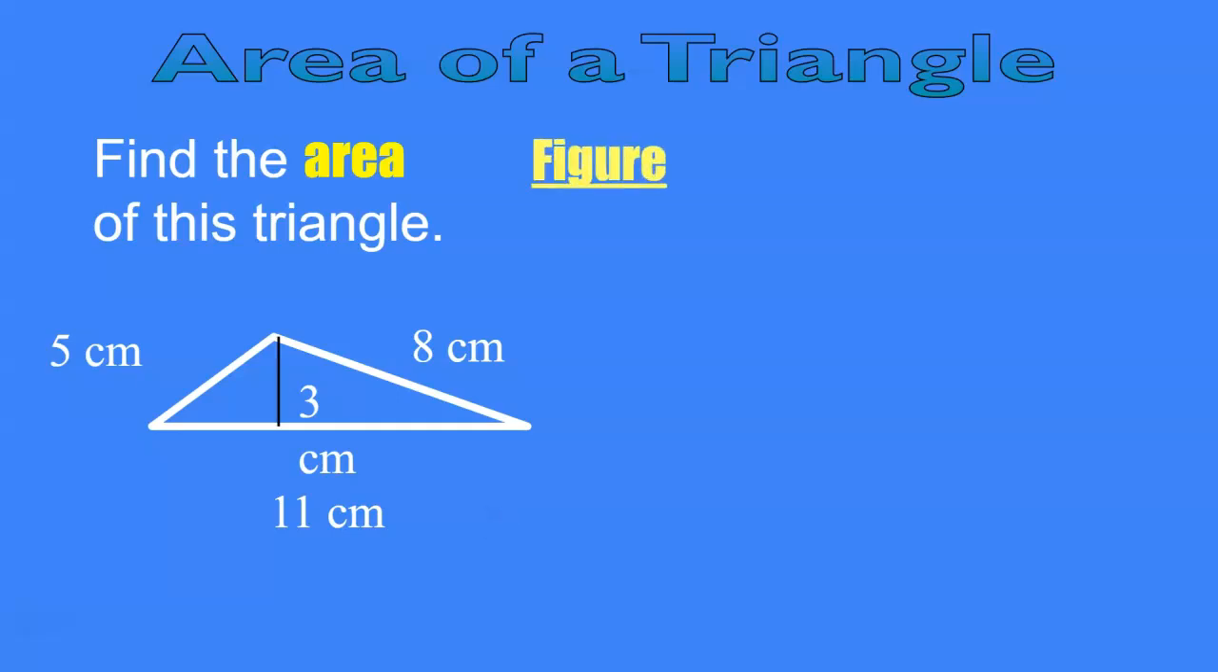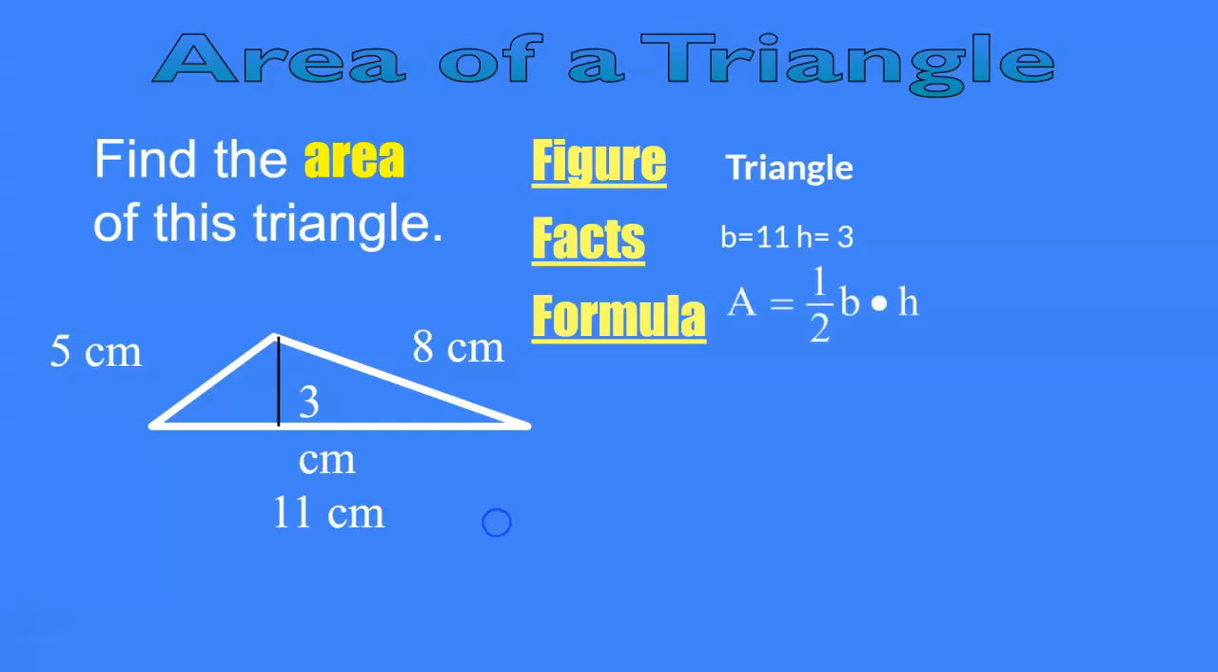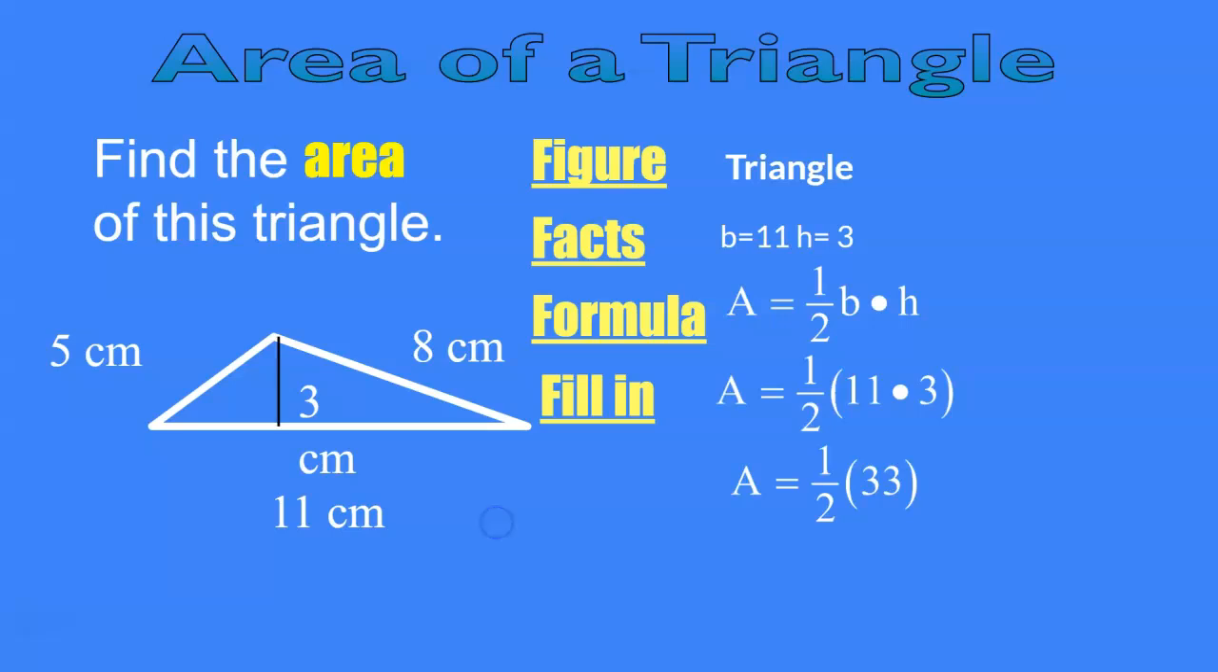Now, using our worksheet, let's go ahead and show the work. Find the area of this triangle. The figure is a triangle. The facts or dimensions are that the base is 11 and the height is 3. The formula is area equals 1/2 base times height. We fill in that formula by saying area equals 1/2 11 times 3.